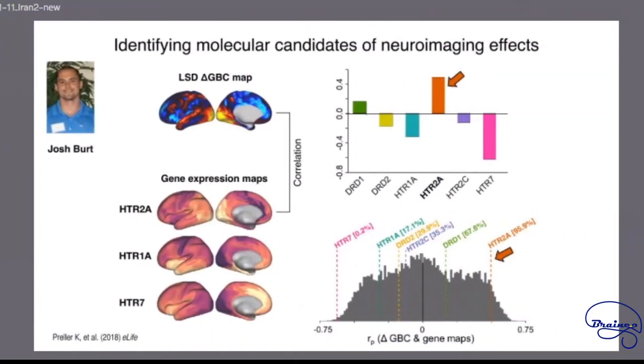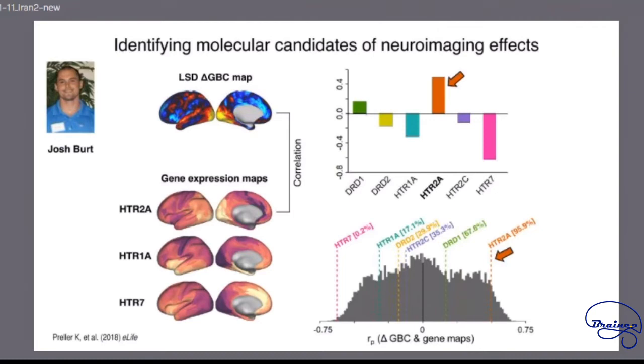Okay, so what do we do? We took this resting state fMRI map from healthy subjects administered LSD in Switzerland. We compared it to these postmortem gene expression maps from the Allen Institute. And then we looked at the correlation, right? For different candidate genes of dopamine or serotonin, we found that in line with our hypothesis, HTR2A had the strongest positive correlation. And indeed, if we look at the distribution of all the receptors in the Allen Human Brain Atlas, we see that HTR2A is in the top few percent.